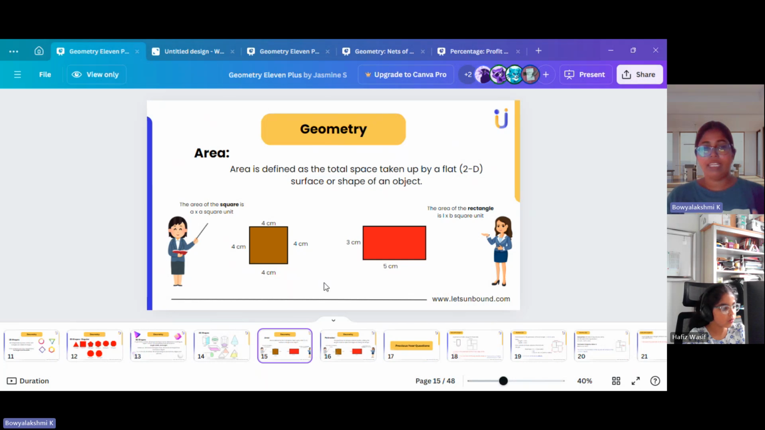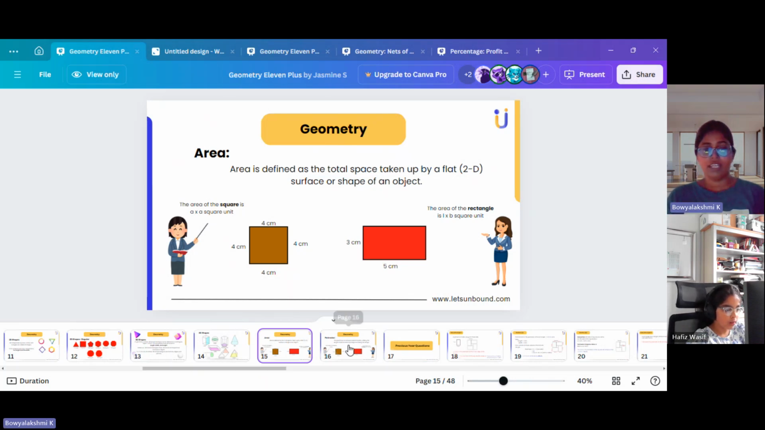Mainly we are focusing on square and rectangle. Area of square is A times A. What does this A mean? The square has a side, right? So the side multiplied by itself gives you the area, and every time you find area, you should mention square units. And for a rectangle, it's length times width, which is 5 times 3, 15 square units.